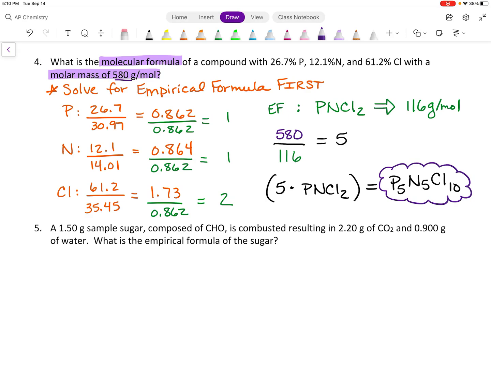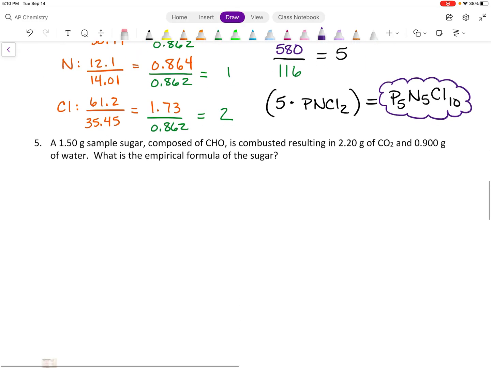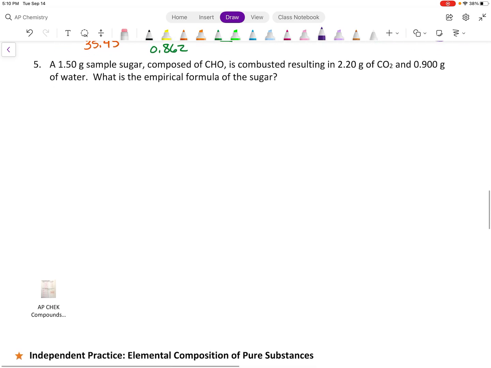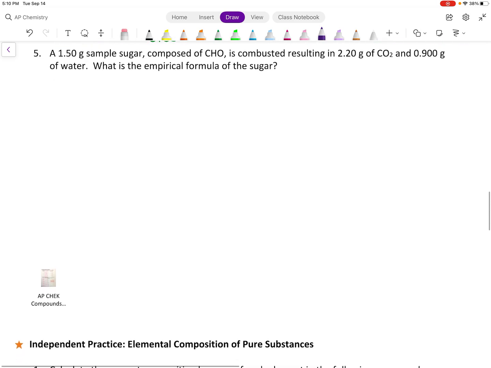All right, the last problem is actually what we would consider to be a combustion analysis question. And so there's a few different steps to do with this, and so we're going to take a look at the process for doing this. We are going to first start off with the mass of our sample of sugar. It's composed of carbon, hydrogen, and oxygen. Okay, and we're given some information.